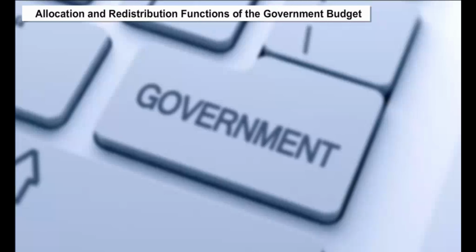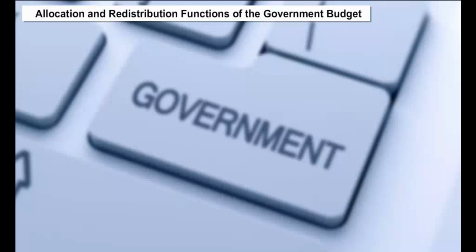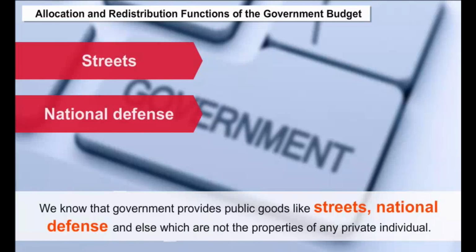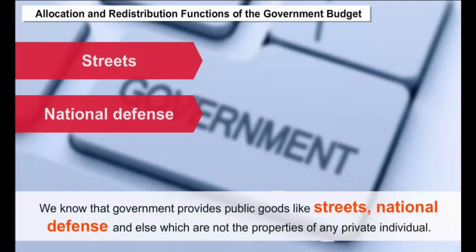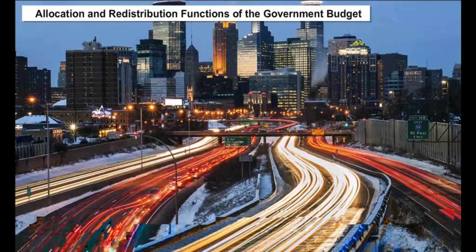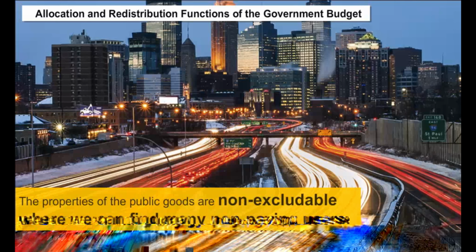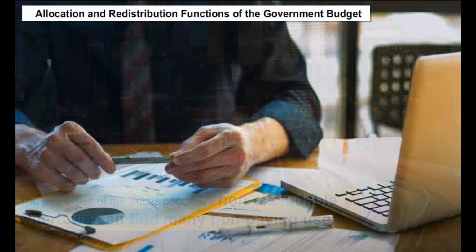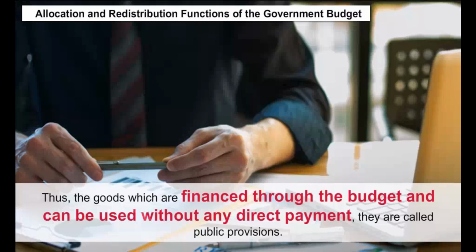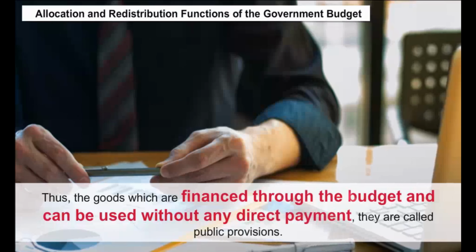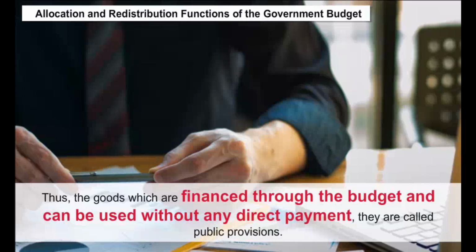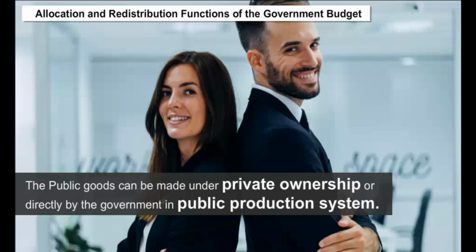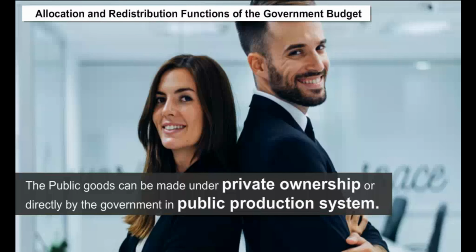Allocation and redistribution functions of the government budget. We know that the government provides public goods like streets, national defense, and others which are not the property of any private individual. Moreover, public goods are non-excludable, so we can find many non-paying users. Thus, the goods which are financed through the budget and can be used without any direct payment are called public provisions. Public goods can be made under private ownership or directly by the government in the public production system.